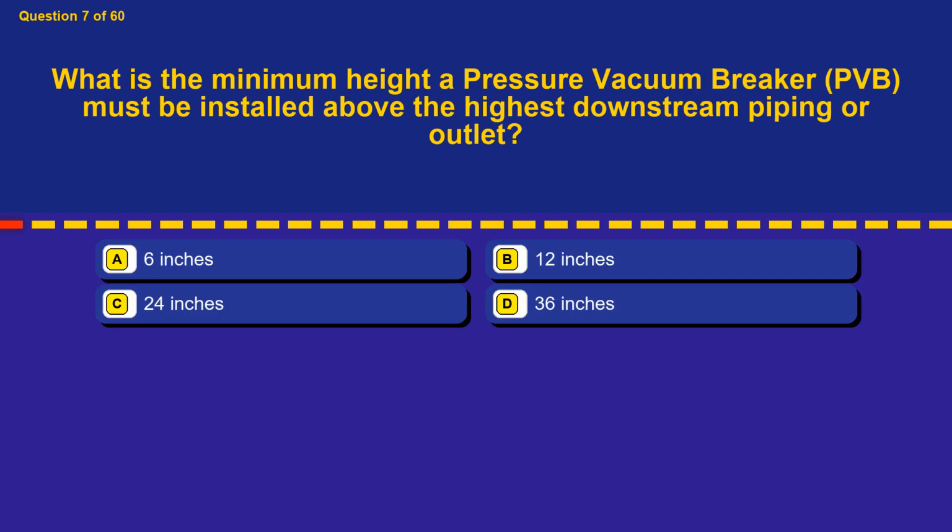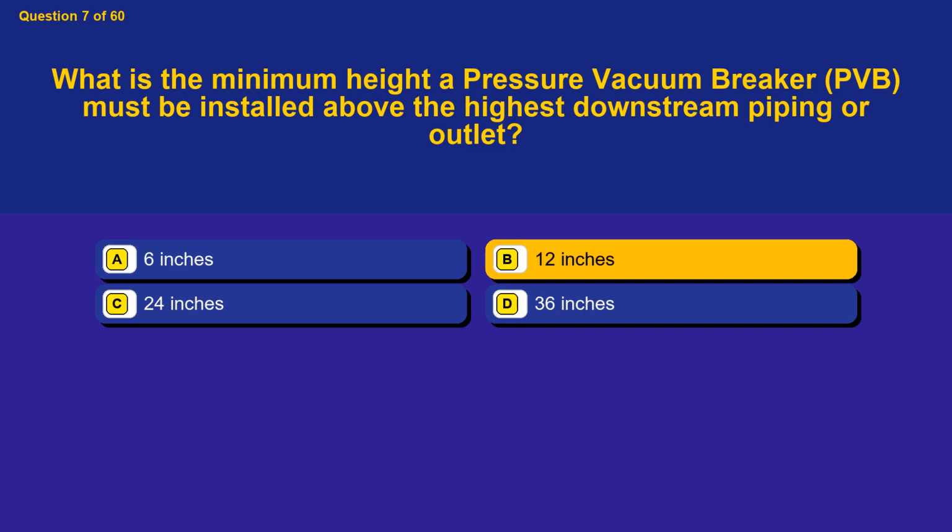Question 7. What is the minimum height a pressure vacuum breaker, PVB, must be installed above the highest downstream piping or outlet? Option A, 6 inches. Option B, 12 inches. Option C, 24 inches. Option D, 36 inches.